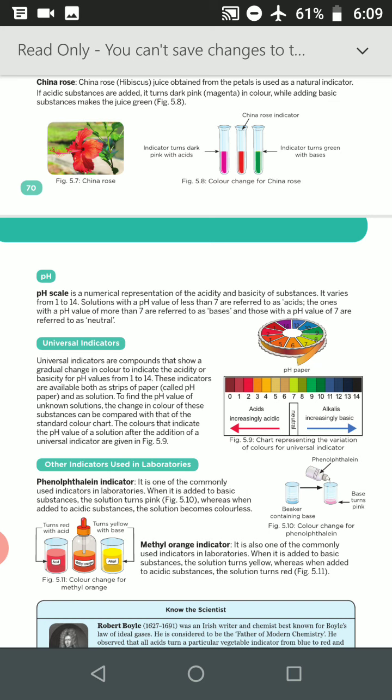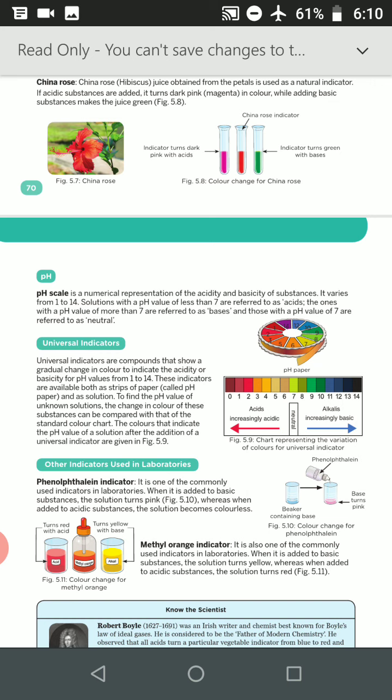Next, the pH scale. The pH scale is a numerical representation of the acidity and basicity of a substance. Through this pH scale we can identify whether the given solution is a strong acid, weak acid, strong base or weak base. It ranges from 0 to 14. A solution whose pH value is less than 7 is referred to as acidic. Whose pH value is more than 7, we say it is basic, and whose pH is equal to 7 is referred to as neutral.